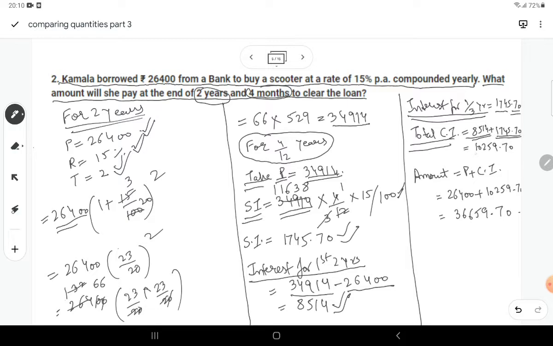So total compound interest would be 8514 plus 1745.70, which is 10259.70, and total amount would be principal plus compound interest, which is 26400 plus 10259.70, which finally comes out to be 36659.70.